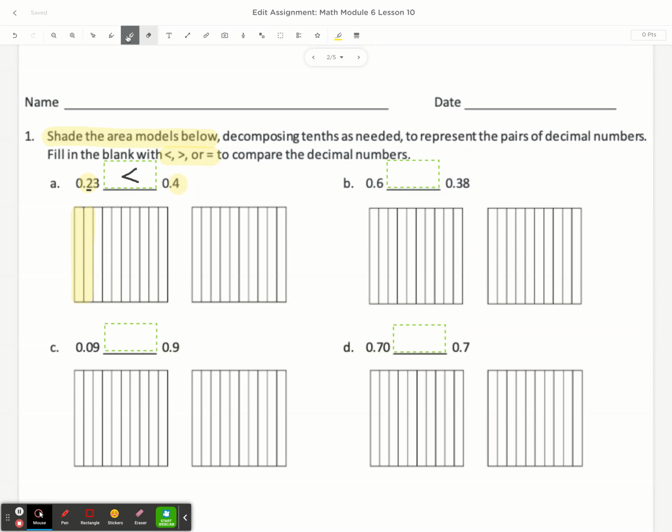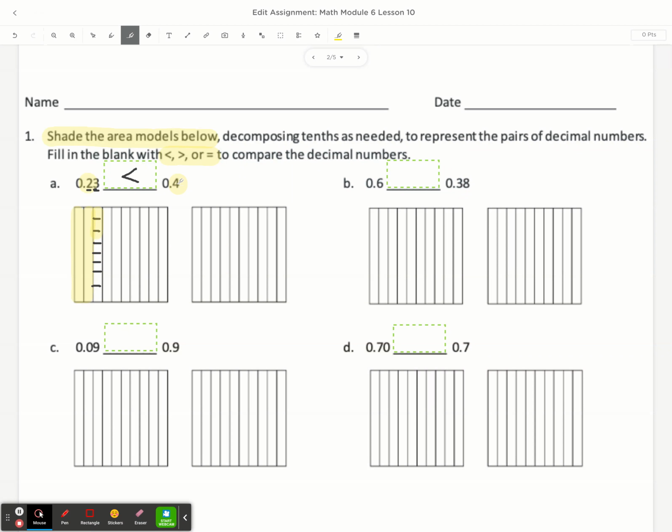And then I also have a 3 in the hundredths place. So for this next line, I'm going to divide it into 10 equal parts because that will be my hundredths section. Not exactly equal, but the whole point is to get it into 10 parts. And then of those 10 parts, I know that I have to shade in 3. So this is what 0.23 looks like in an area model.